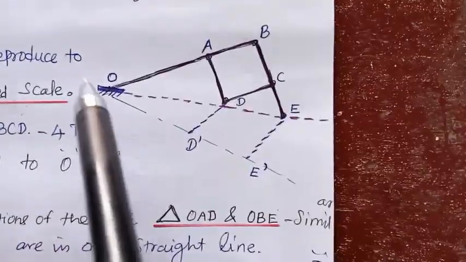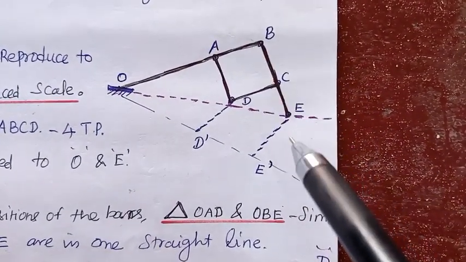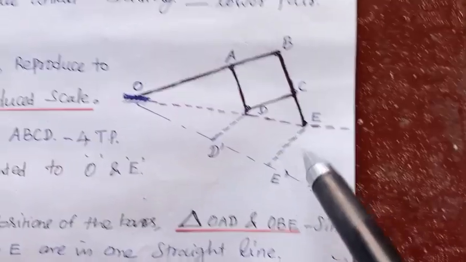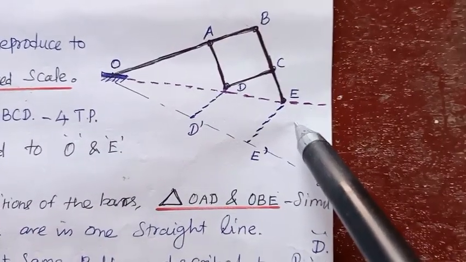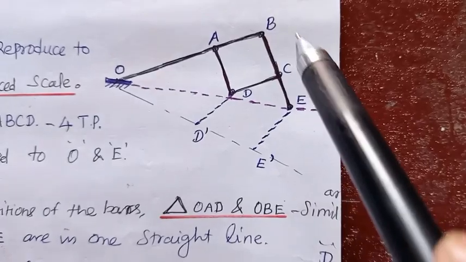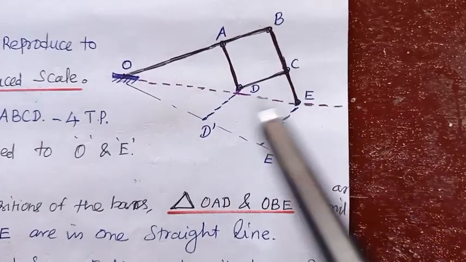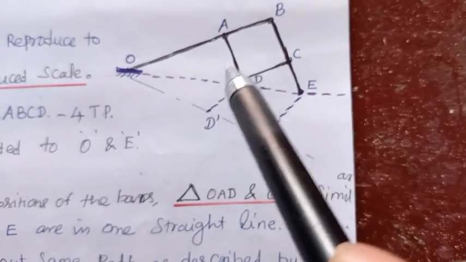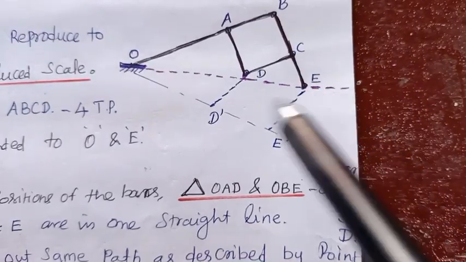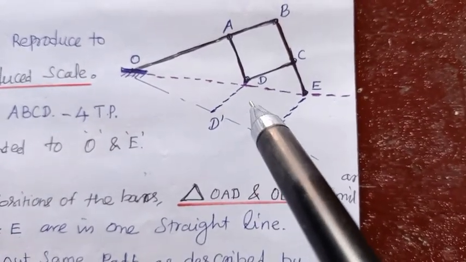Before the theory, you see the diagram first. O is a fixed point and OB is a fixed link, and BE is another link. OB is a straight link and BE is another straight link. They are connected in such a way that it is called a jointed parallelogram ABCD.